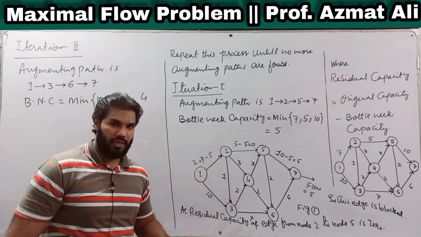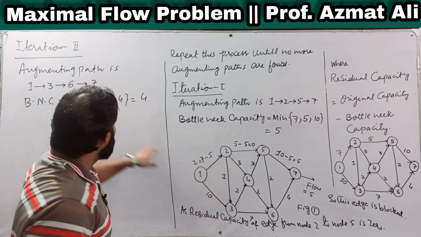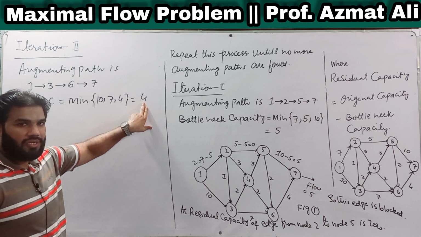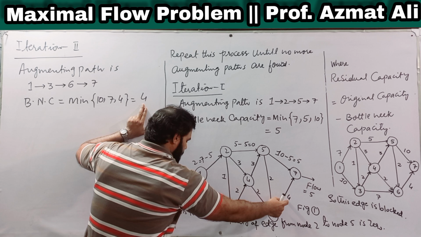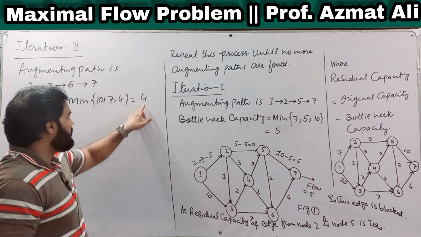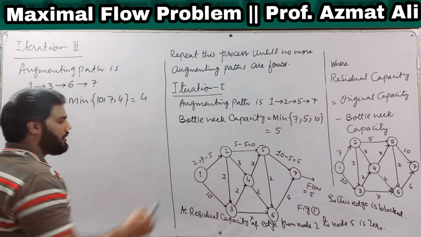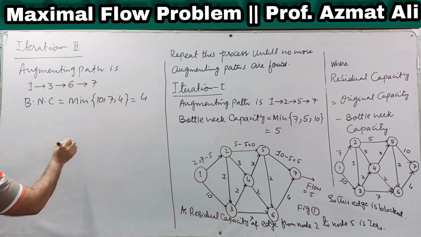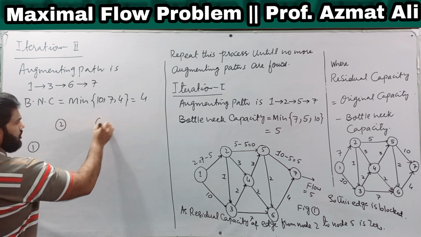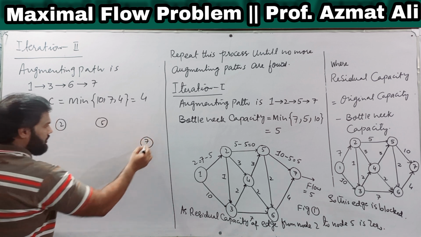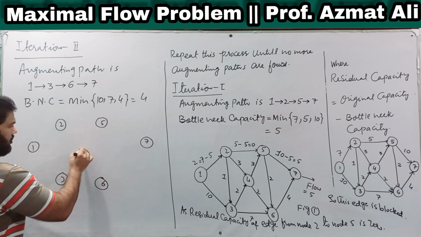That can be obtained by subtracting, as I discussed in the previous iteration, the bottleneck capacity from every edge capacity of this path, and adding this bottleneck capacity at the sink node to find the optimal flow. So figure number 2 will be drawn from figure number 1 with node 1, node 2, node 5, node 7, node 3, node 6, and node 4.